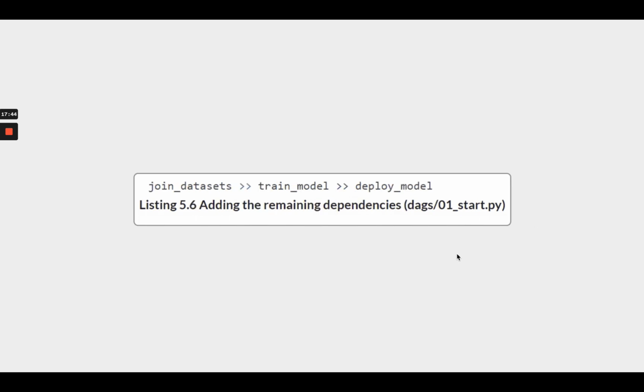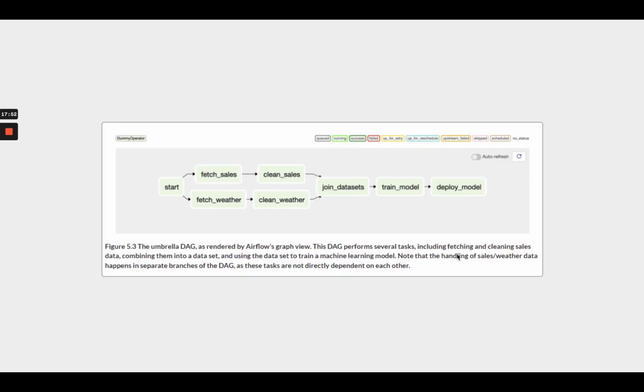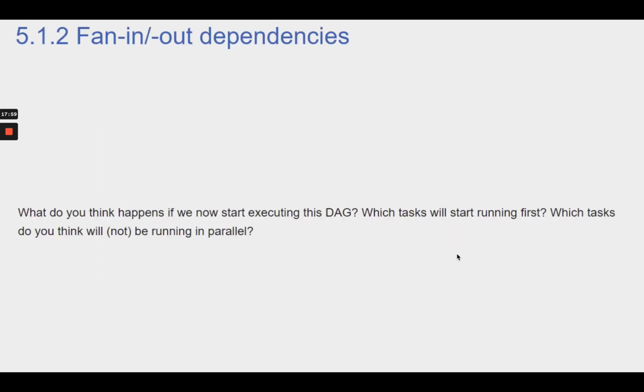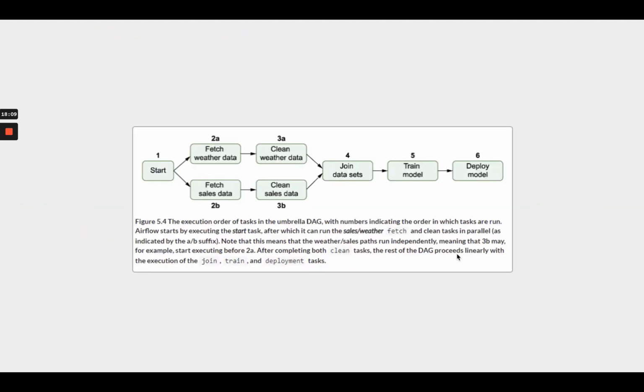After fanning in with the join_datasets task, the remainder of the DAG is a linear chain of tasks for training and deploying the model. Combined, this should give something similar to the DAG shown in figure 5.3. What do you think happens if we now start executing this DAG? Which tasks will start running first? Which tasks do you think will not be running in parallel?